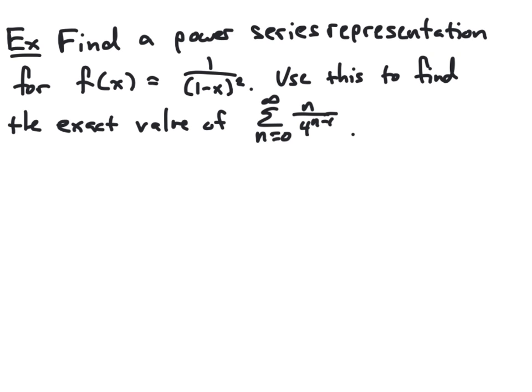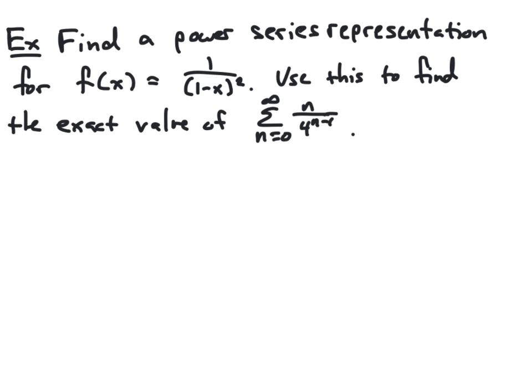First, for the power series representation of our function, notice that there's really no way to manipulate this function, 1 over (1 minus x) quantity squared, into being a geometric series. We could try various substitutions and things like that, but there's just no way to algebraically manipulate this into that geometric series form.